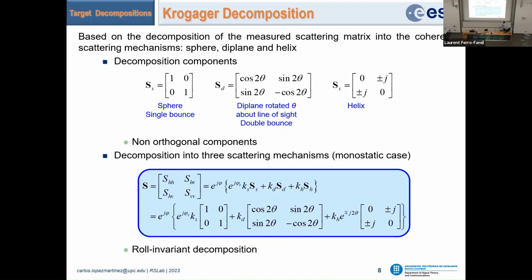You can go to the literature and you can find how these parameters are obtained. So here is the decomposition. As you can see, we decompose our original matrix into these three different components: a sphere, a diplane, and a helix, and then you have the different parameters of the decompositions. The parameters K refer to the power, to the strength of each component, and then you have some phases associated to them. Because again, everything is coherent, it is related, amplitude and phase.